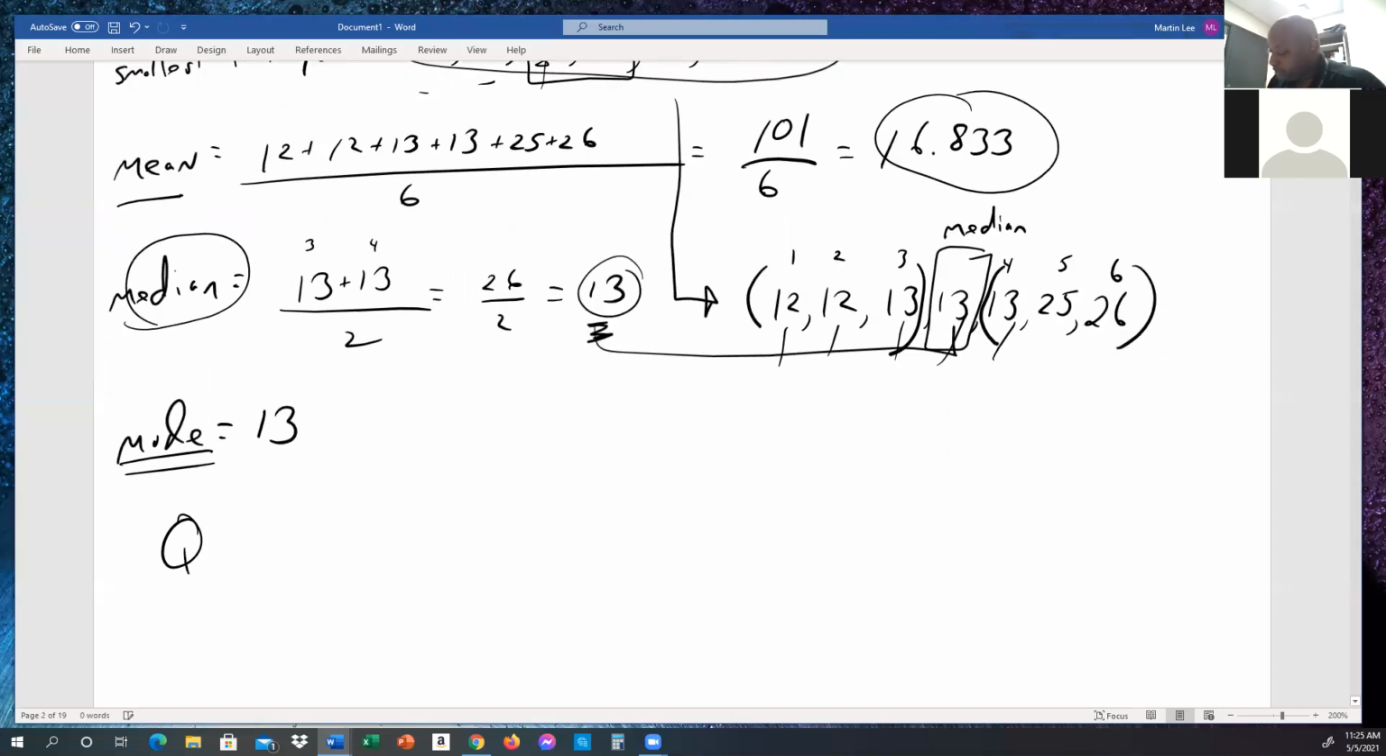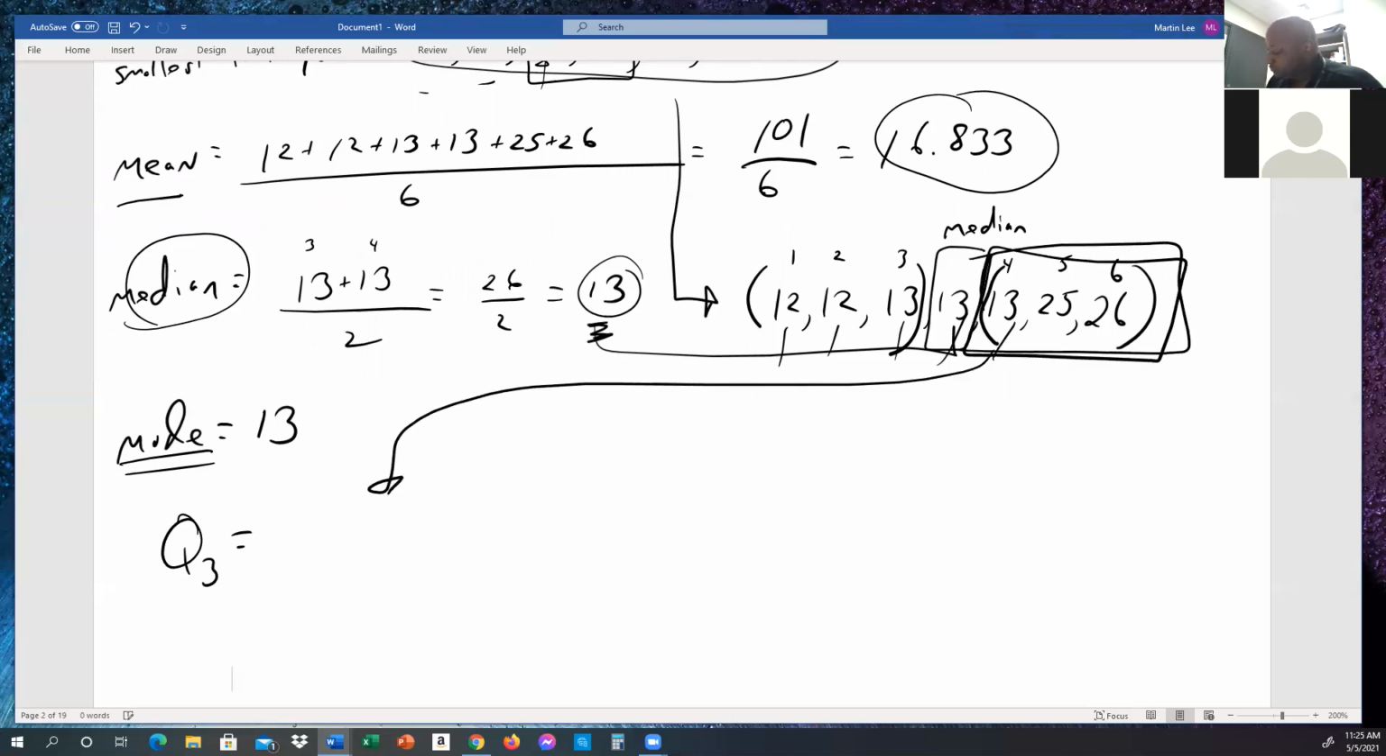And now for Q3, I want to look at all the numbers to the right of my median. So it's all these numbers, which is 13, 25, and 26. I have 3 numbers, so my number in the middle of these is going to be 25, because to the left of that number, I just have 1 number. To the right of it, I have 1 number. So Q3 equals 25.